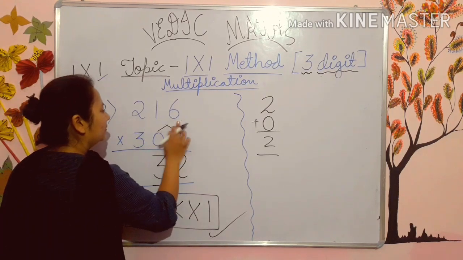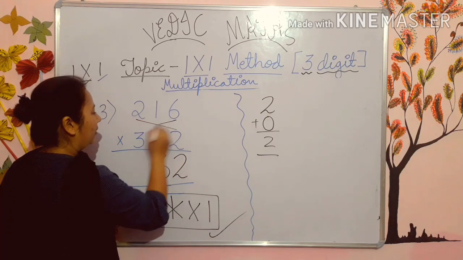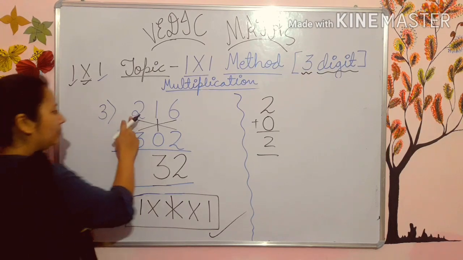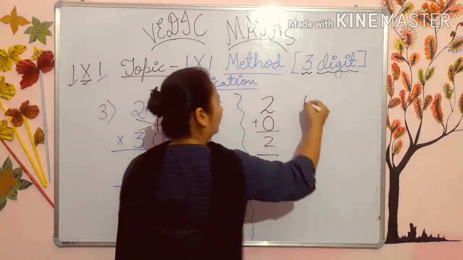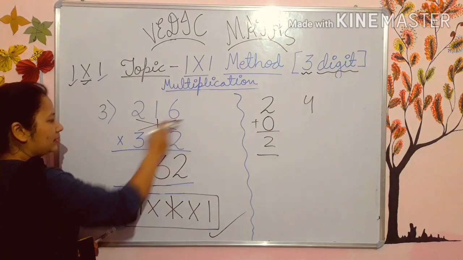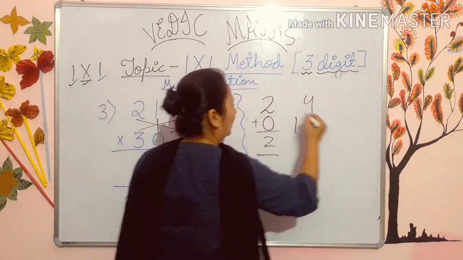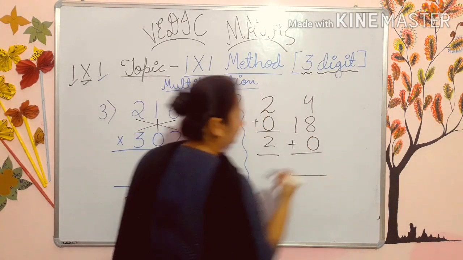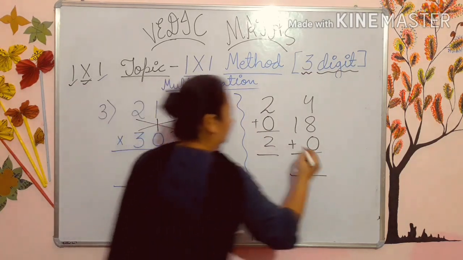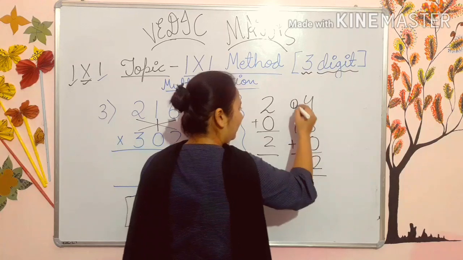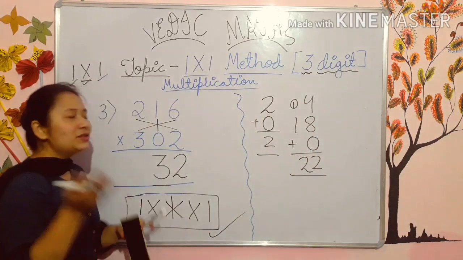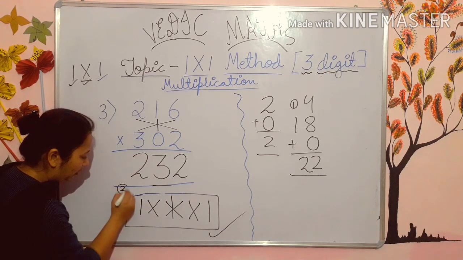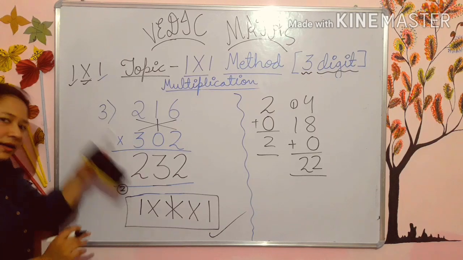Now the next is triple cross. This. Now multiply them. 2 2s are 4. 6 3s are 18 and 1 zeros are 0. Now add them. 8 plus 4, 12. 2 here, 1 will go carry. 1 plus 1, 2. The answer is 22. 2 will come here and 2 will go carry to the left hand side.